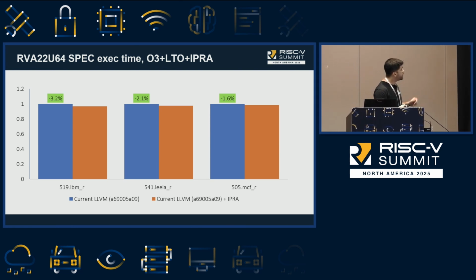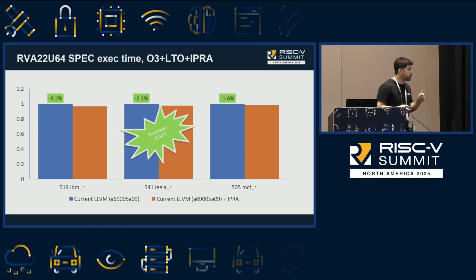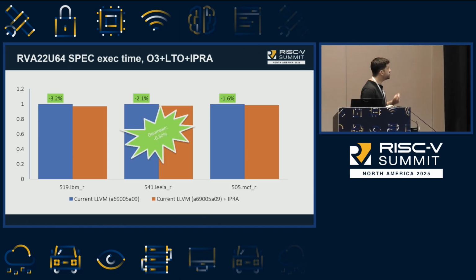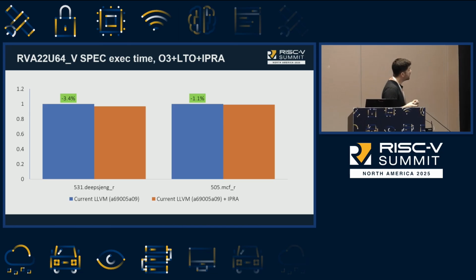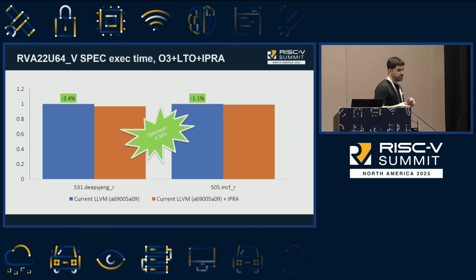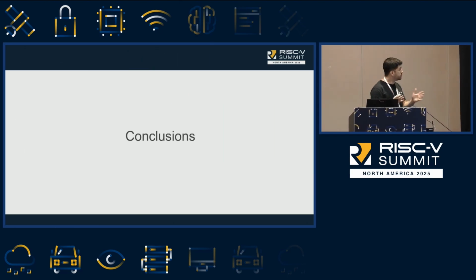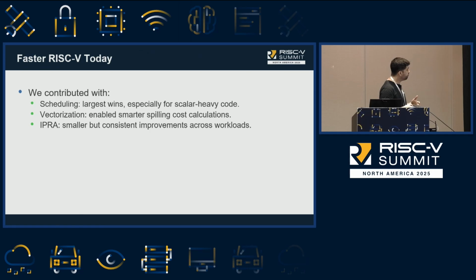So this is RVA22, no vector extension. We got up to 3% improvement when IPRA is enabled. We get a 0.5% geomean. And this is RVA22 with vector extensions, and we get a 0.39% improvement. Again, these are small improvements, but they are consistent. And these were the biggest contributions.